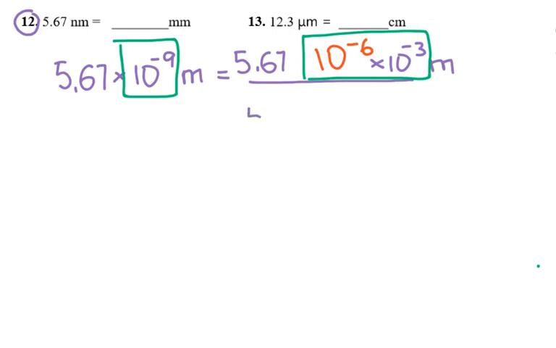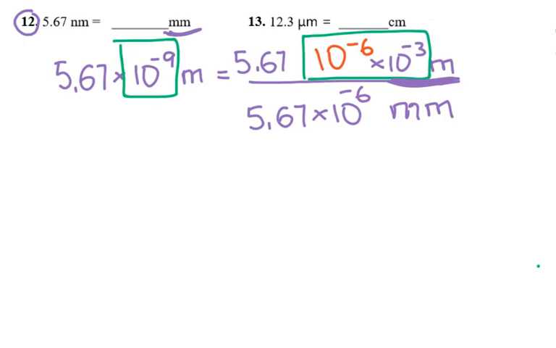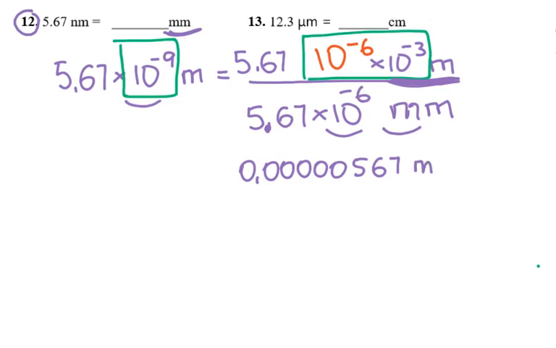So my final answer is 567, and this part is millimeters. And here I have negative 6, because negative 6 and milli gives me negative 9, and this is what I used to have, negative 9. And then I just have to move the decimal 6 positions to the left. So I have 1, 2, 3, 4, 5, 6, and then 6, 7 millimeters. So that will be my final answer here.